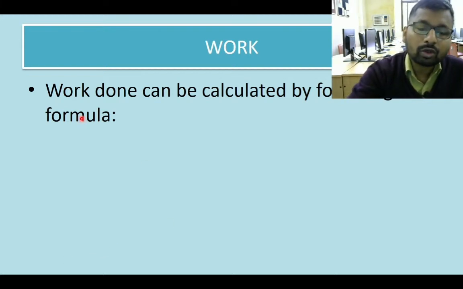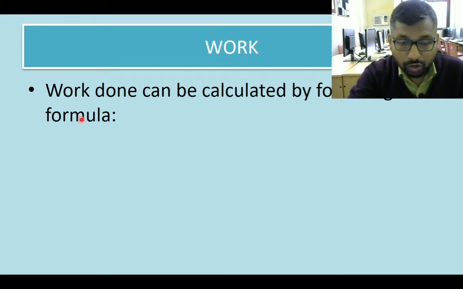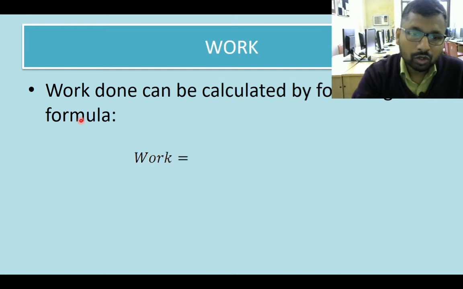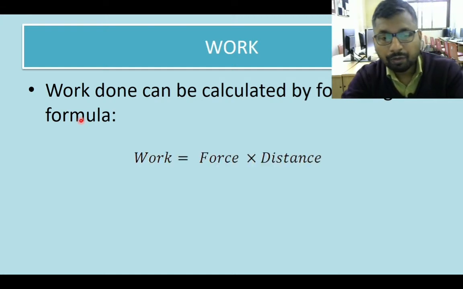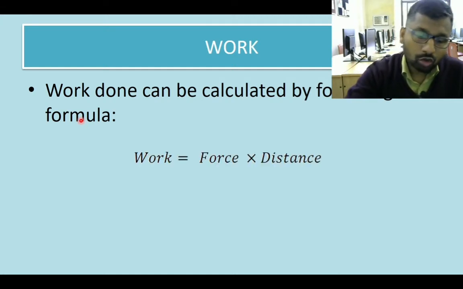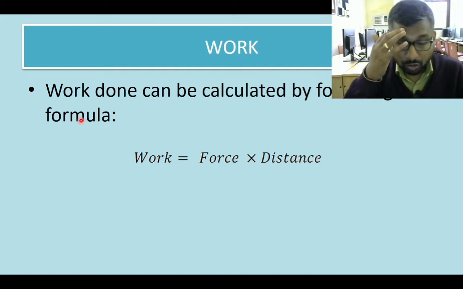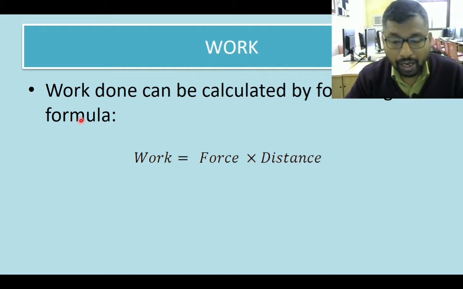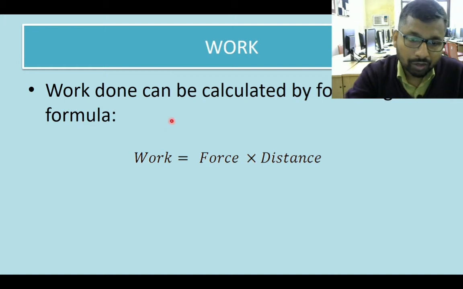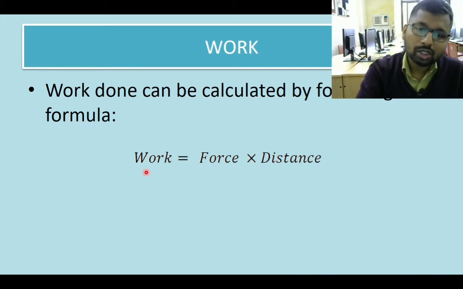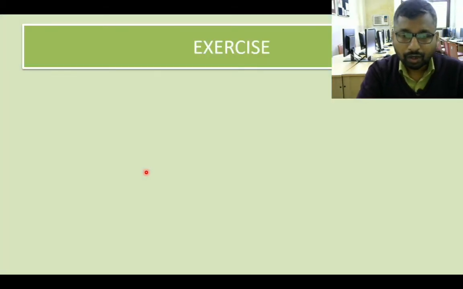Work done can be calculated by the following formula. There should be a certain relation to calculate, because in science we need certain relations to measure something. So work is given by force into distance. When you apply a force, if you know how much force you are applying and you measure the distance through which the body moves, then multiplying the two things will give you the work done. So this is how we calculate work. Well, that was today's topics.